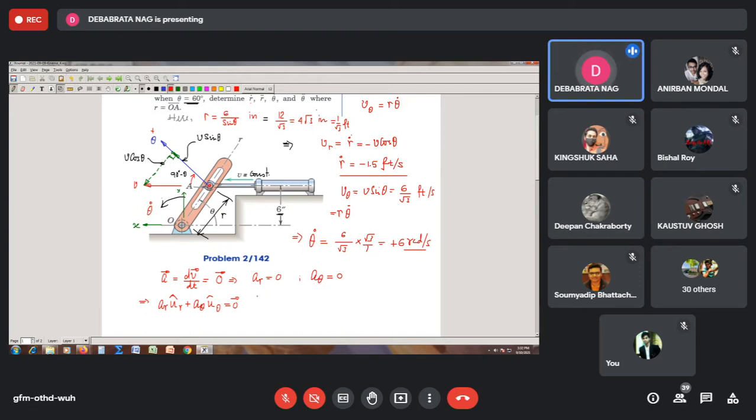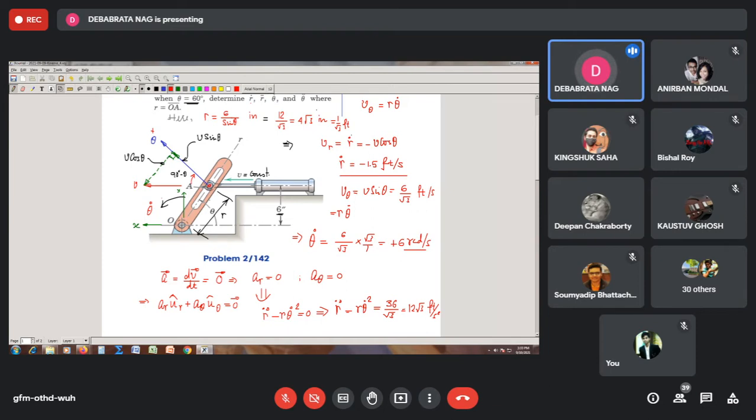Since AR is 0, the full expression of AR is R double dot minus R theta dot square, and this result is turning out to be 0. So essentially your R double dot is equal to R into theta dot square, and you have already found out everything. Your R is known to be 1 by root 3 feet, your theta dot is known to be 6 radian per second, so you can ultimately say that it is 36 by root 3, or we can say this is 12 root 3 feet per second square will be the value of R double dot, and it is turning out to be plus.